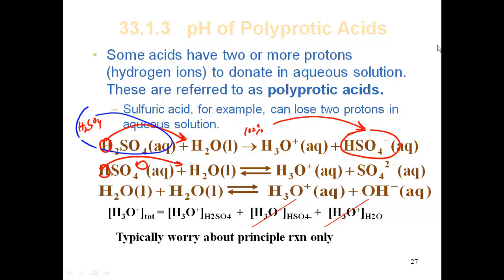Now what happens if I was given some salt, maybe sodium bisulfate? Well, that bisulfate, a part of that salt, I'm going to want the equilibrium that's only associated with that bisulfate, which would mean the second equilibrium. So if I was given H2SO4, I would only worry about the first equilibrium, only the first one. If I was given sodium bisulfate, I would be worried about the second equilibrium and neglect the other two.